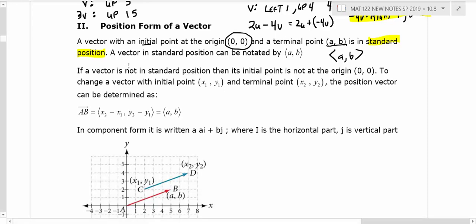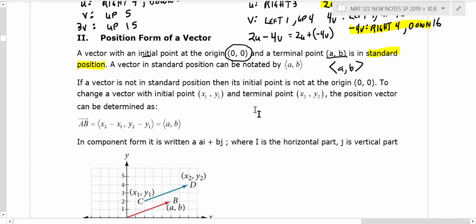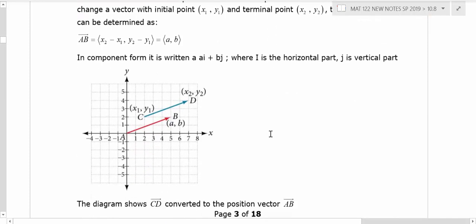All right, so if a vector is not in standard position, then its initial point is not at the origin. To change that vector, with its initial point and terminal point, you can apply this simple formula where you just subtract the x components and subtract the y components of those 2 points on a plane. So this kind of works like this.